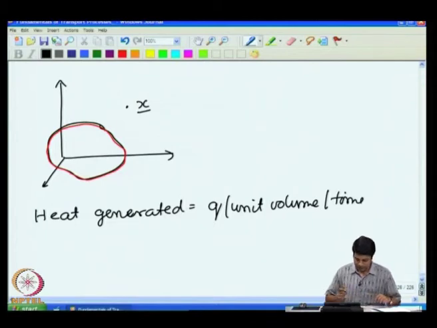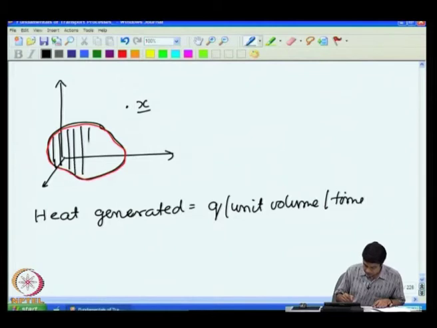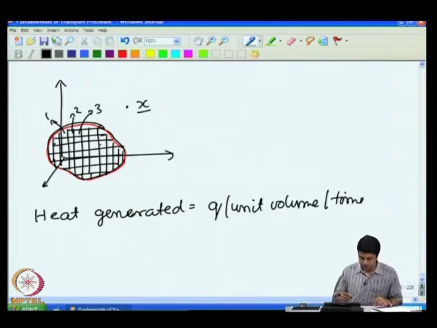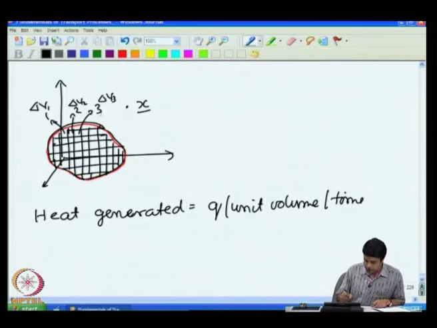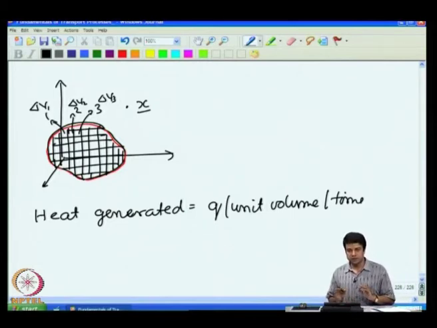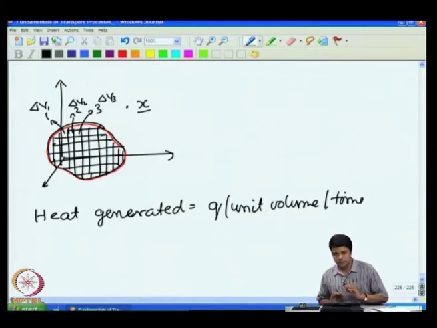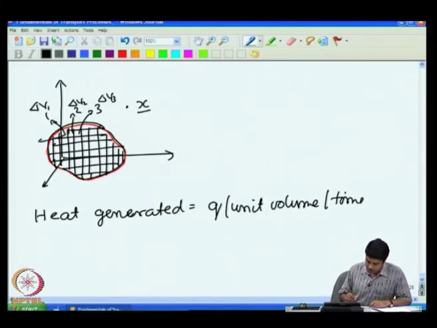As follows. I divide this into a large number of volumes. I will number those volumes as 1, 2, 3, etc. The volumes have the volume in each of these as delta V 1, delta V 2, delta V 3 and so on up to delta V n. I have divided it into small differential volumes, and delta V 1 is located at the location x 1, delta V 2 at x 2, delta V 3 at x 3 and so on.